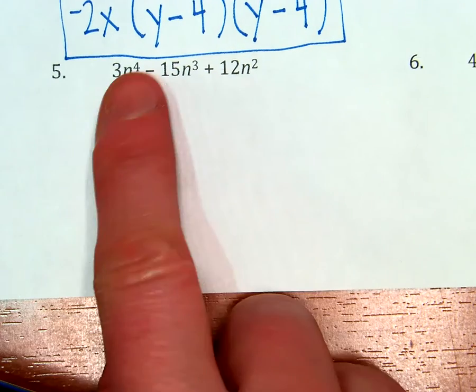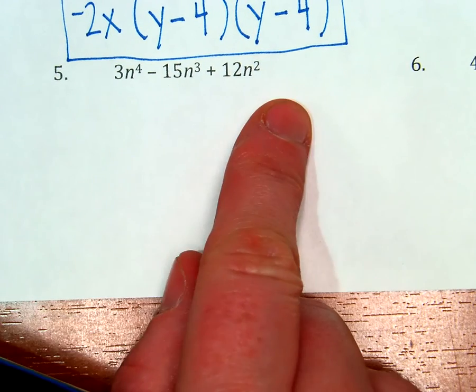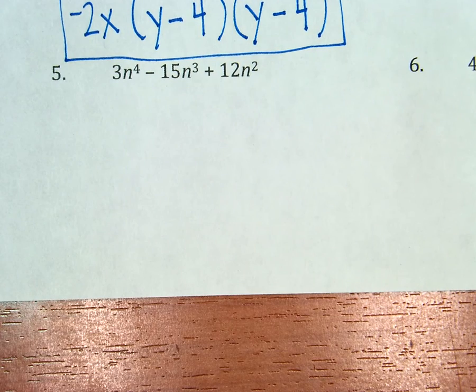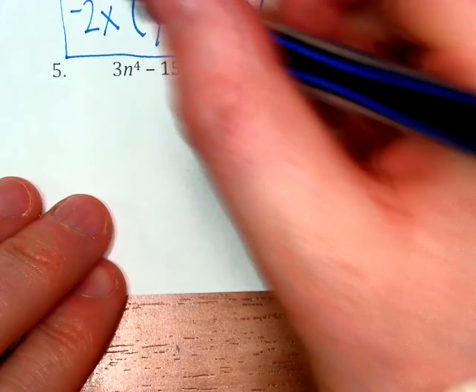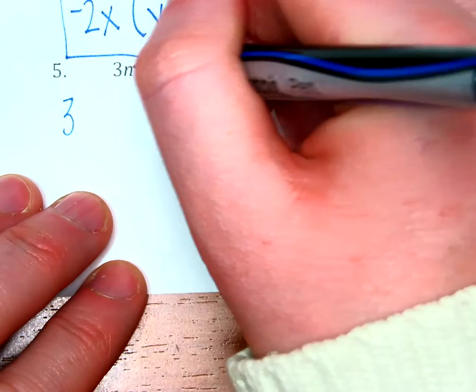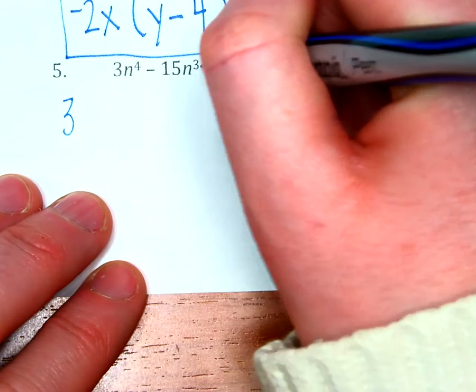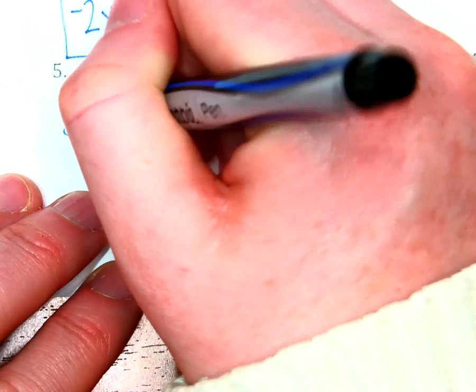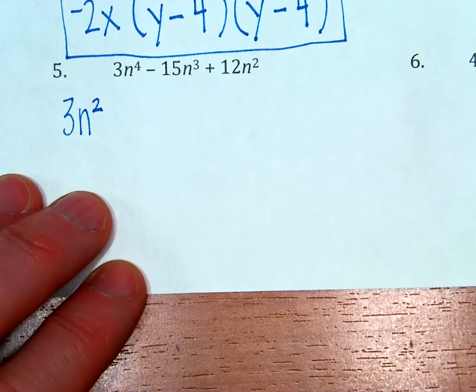And let's see, is there a greatest common factor? That's always the top of our flowchart. 3 goes into all of those, so we can take 3 out for sure. Let's look at the letters. We've got n to the 4th, n cubed, and n squared. So I can take n squared out of everything. They all have that in common.